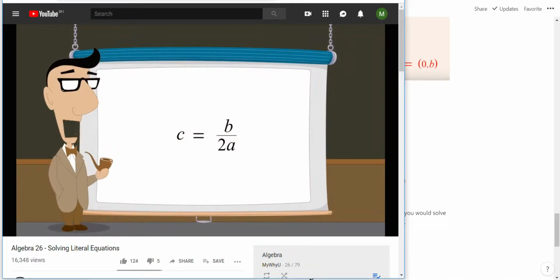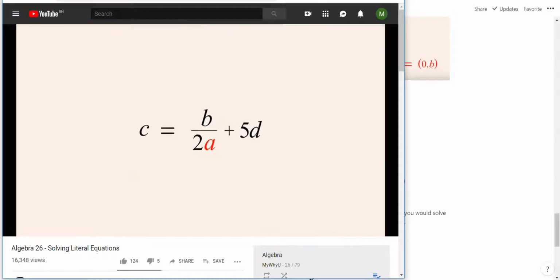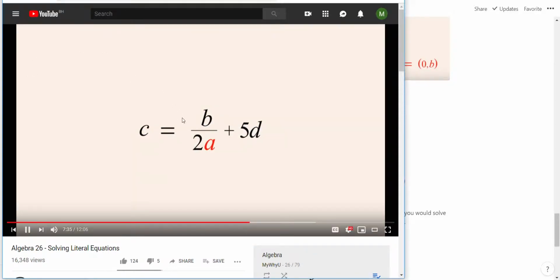As another example, let's start with a similar equation, except with an additional term on the right side, and solve for the variable a. To rearrange the equation so that a is alone on the left side, we start by subtracting the term 5d from both sides of the equation.